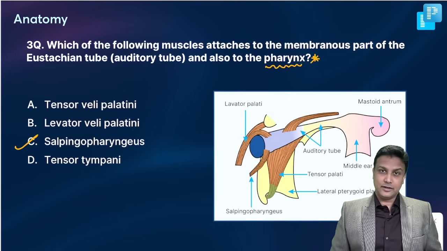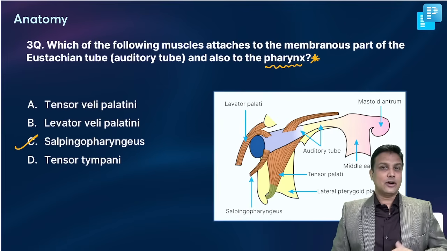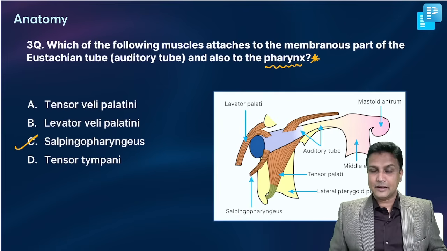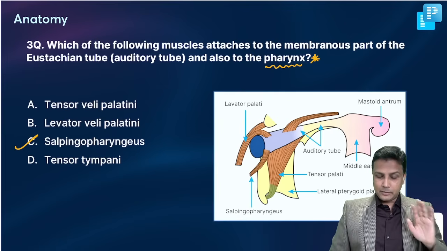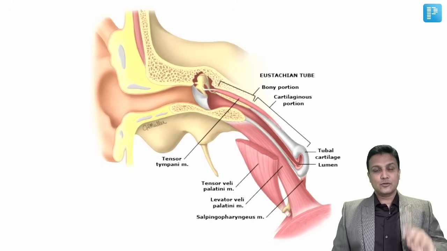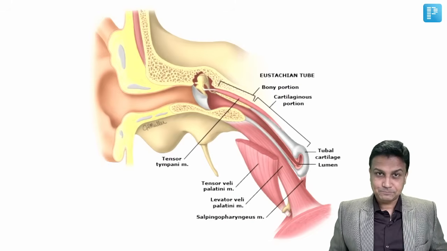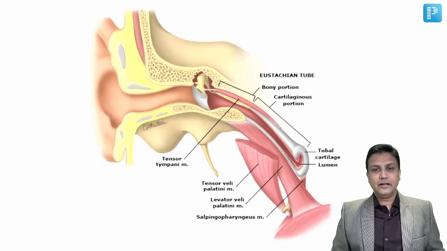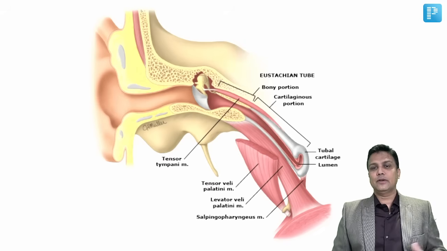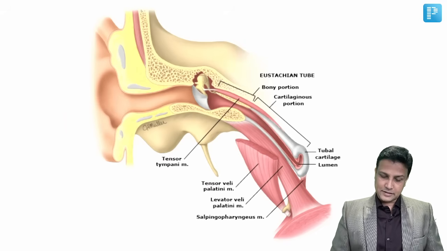If this word is given there, if the language changes, if it is not attached to the pharynx, if some other option is given there, then the answer changes. But remember, primarily there are 4 muscles which will be attached to the Eustachian tube. I repeat again: tensor tympani, tensor veli palatini, levator veli palatini, and the salpingopharyngeus muscle.